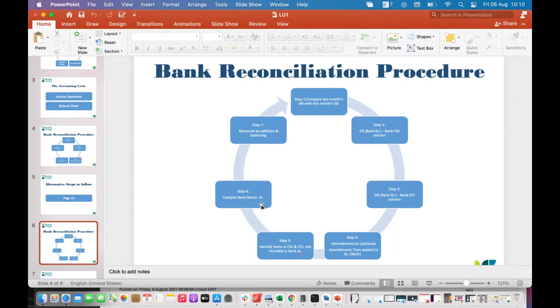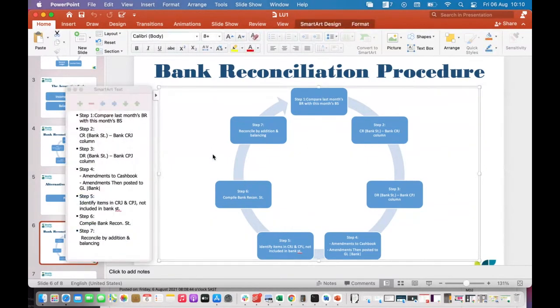After we've identified the things that need to be included in the bank statement but weren't, we then take those things. Wherever the bank makes an error or has forgotten to do something, that is corrected in the bank reconciliation statement, okay, which we're going to send to them. All right, so that's step number 6, compiling the bank reconciliation statement. We then send the bank reconciliation statement to Investec or our bank. Okay, right.